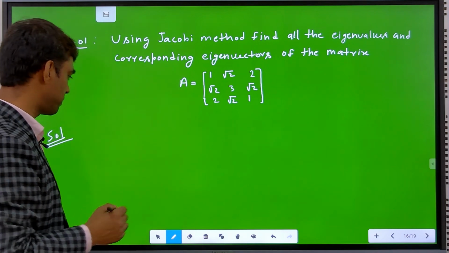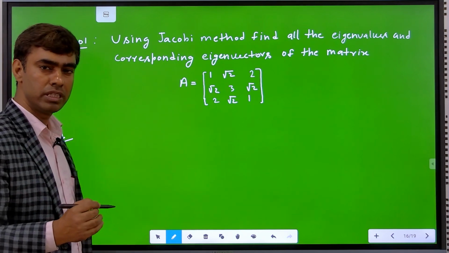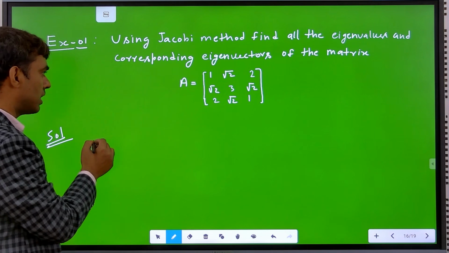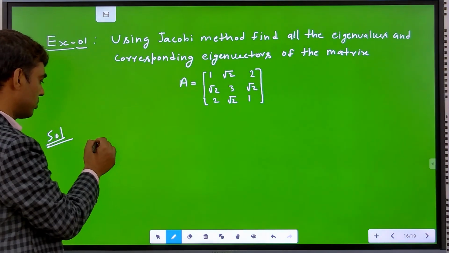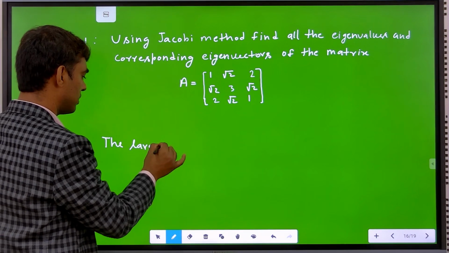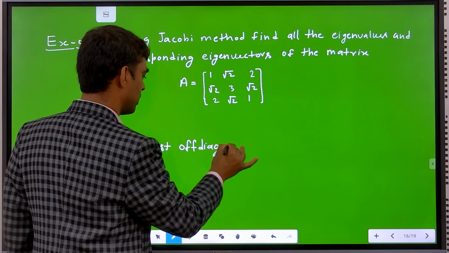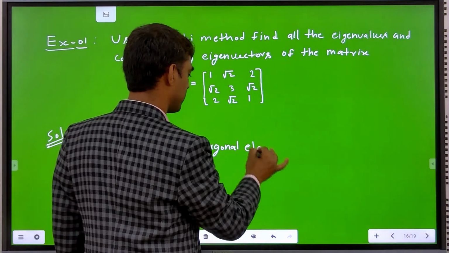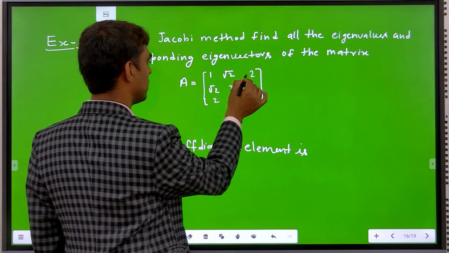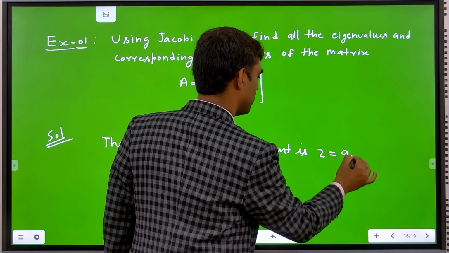So as we know, in the Jacobi method, first of all we choose the largest off-diagonal element from the given matrix A. So here the largest off-diagonal element is 2, and its position is A13.